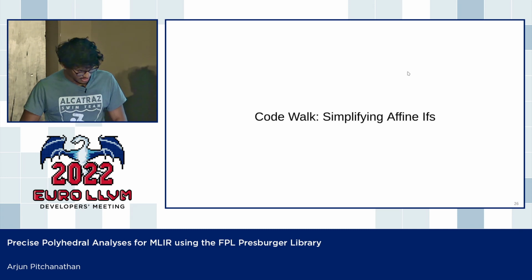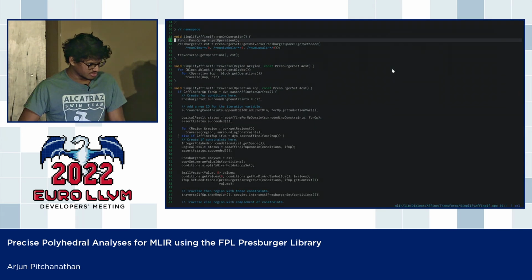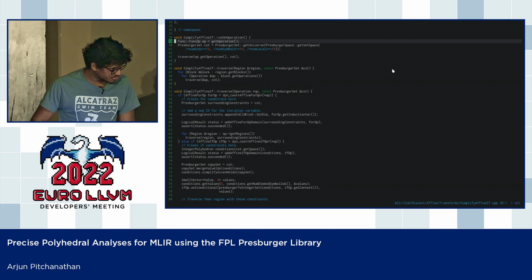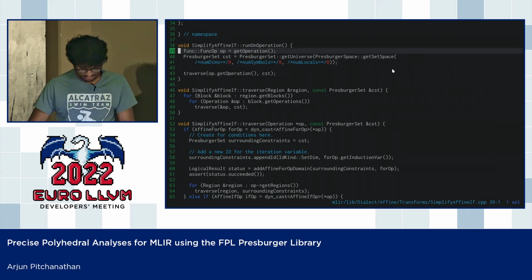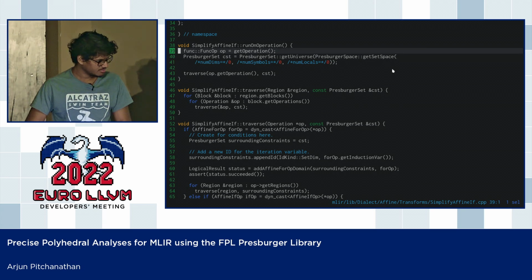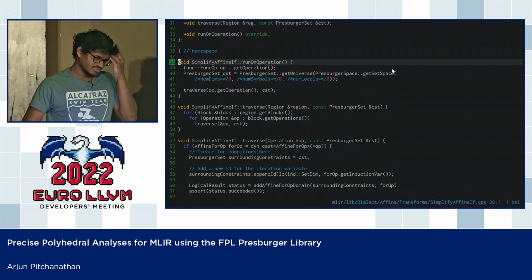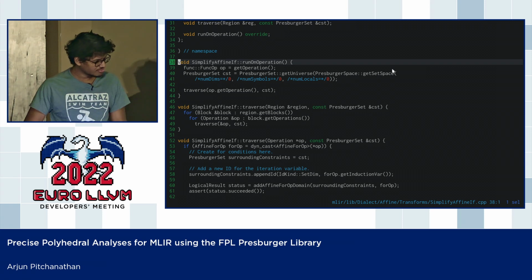Okay, so that's enough for slides. Let's take a look at how this is actually implemented. Hope that's visible. Yeah, so this is the simplify affine if pass that we have.